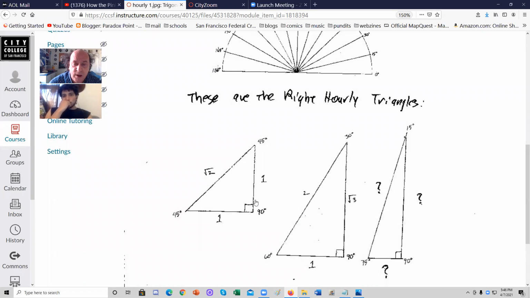Here are the right angle hourly triangles: 45, 45, 90, and 60, 30, 90, and 75, 15, 90. Now, these are considered classic triangles. The 45, 45, 90 is sides 1, 1, and root 2. And you can get these trig functions from that diagram. And the 30, 60, 90 triangle has sides 1, root 3, and 2. Okay, fine. Now, here's one. 15, 75, 90. What are the proportions of its sides?